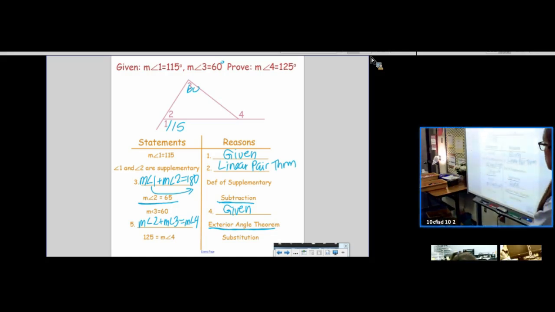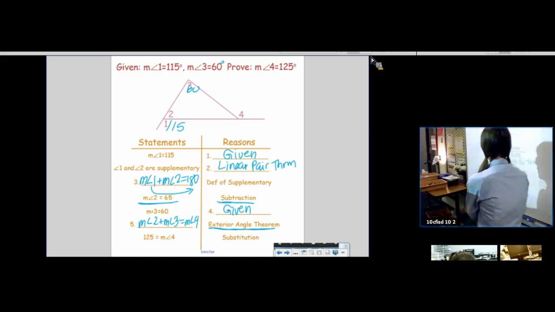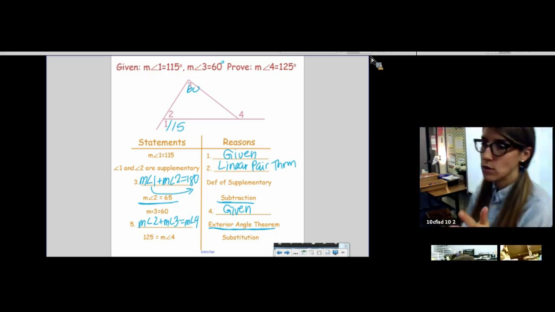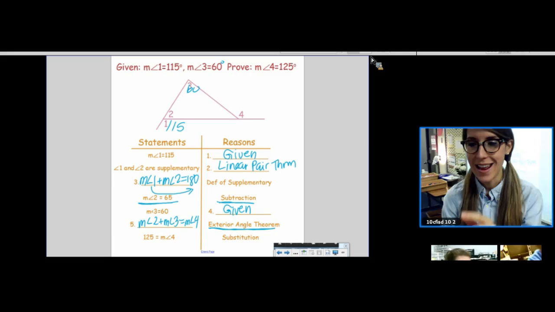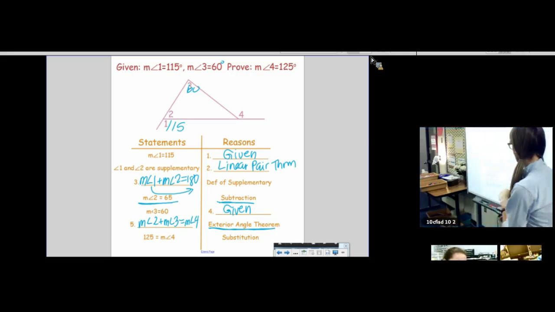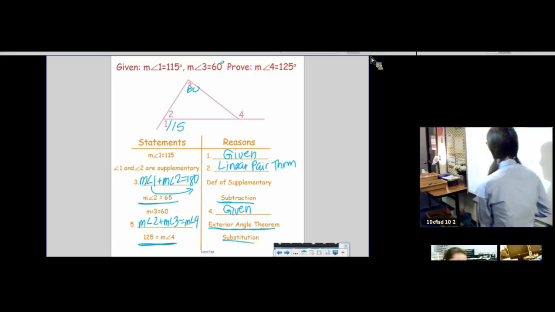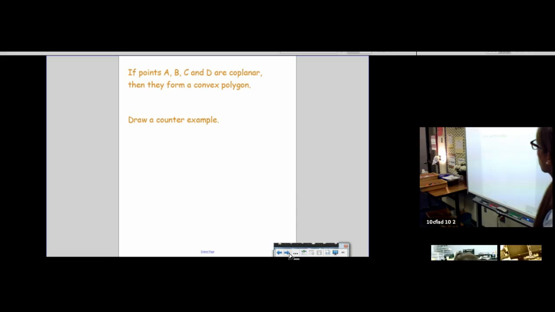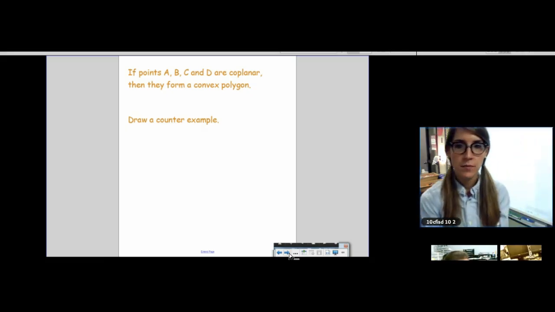And finally, if we substitute in what they all equal, we get that the measure of angle 4 is 125. We knew 2, we knew 3, we just substituted it in, so that's why that was substitution. So we got to our final destination. All right. Yay, proofs. Okay, I have 2 more slides.